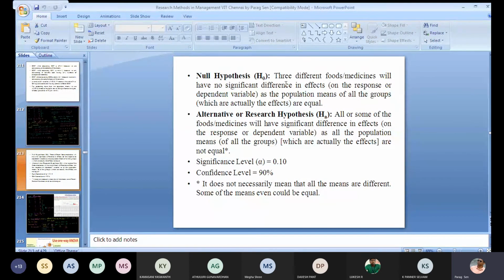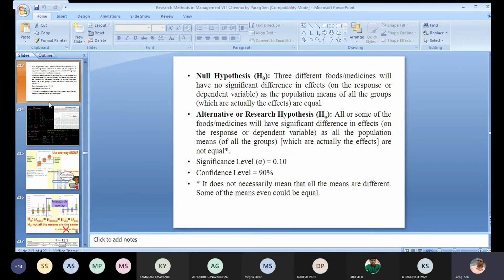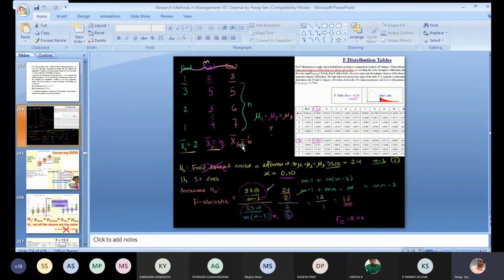Your null hypothesis is that the 3 different foods or medicines will have no significant differences in effects on the response variable or dependent variable, as the population means of all the groups are all equal. The alternative is that some of the foods or medicines will have significant differences in effects on the responses or the dependent variables. So you want to test that. How can you do that?